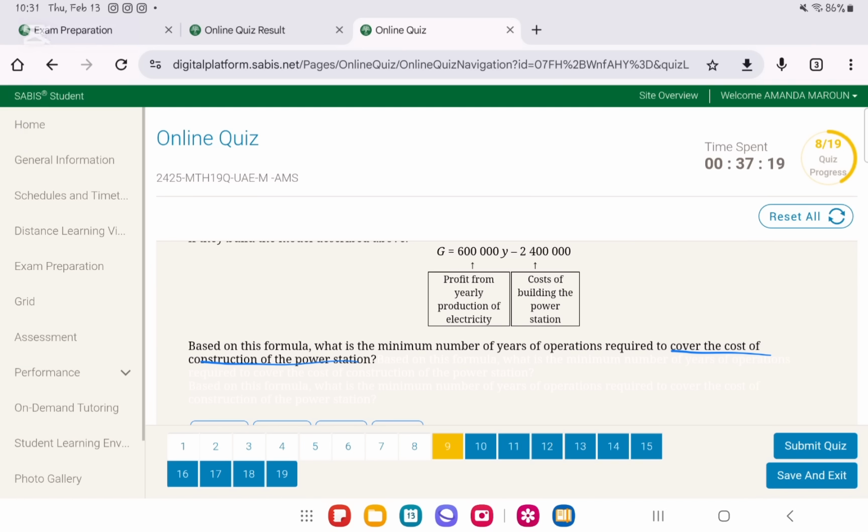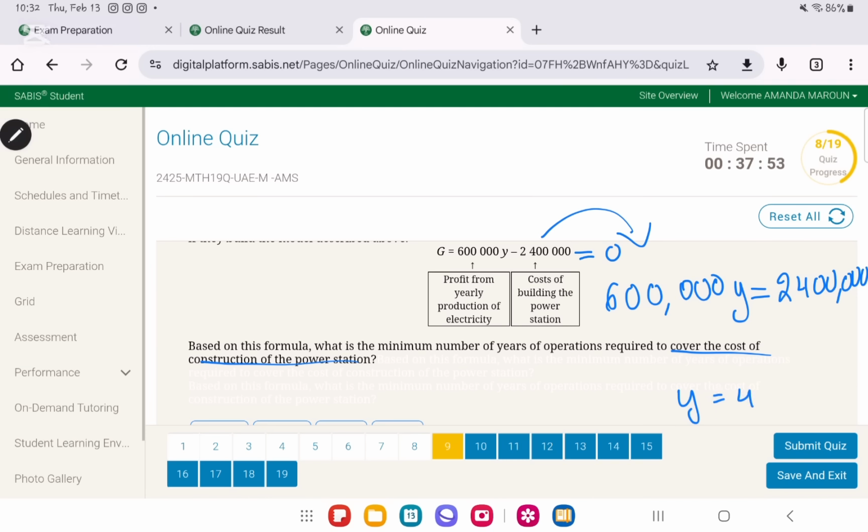So how do we find it? We're going to take the equation and make it equal to 0. That means you have 0 remainder, that is negative. Okay, and you will just move this to the other side. You get 600,000 years is equal to 2,400,000. So on the calculator, you are going to do 2,400,000 divided by 600,000 years, and you will get an answer of 4.